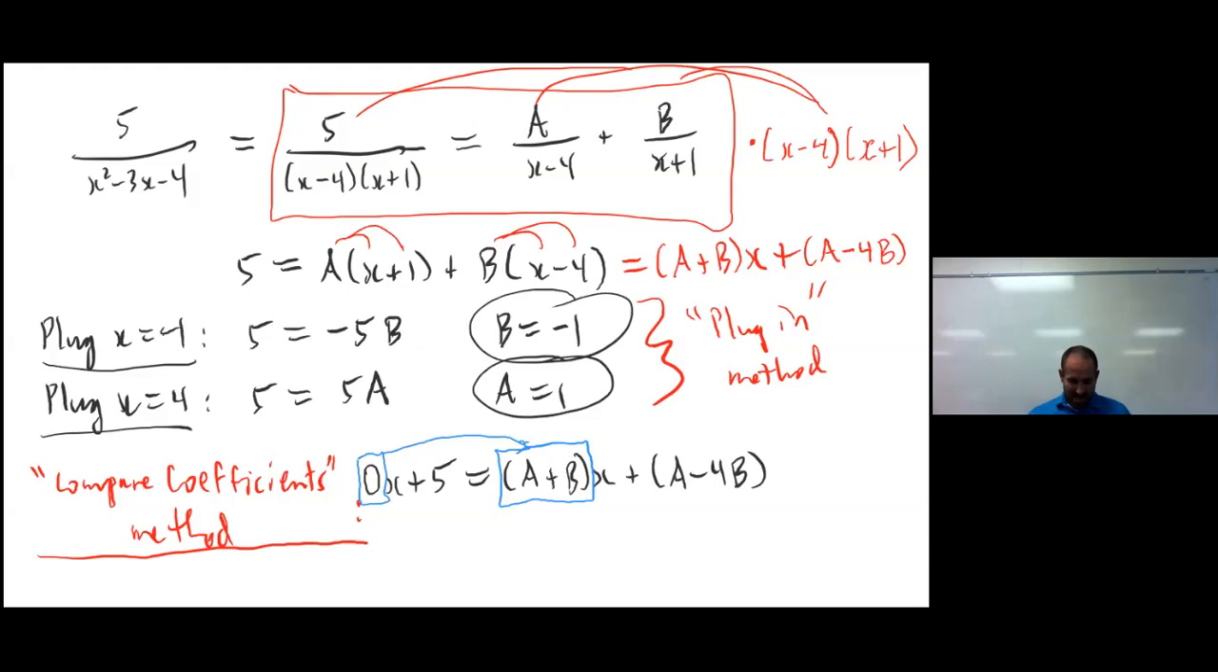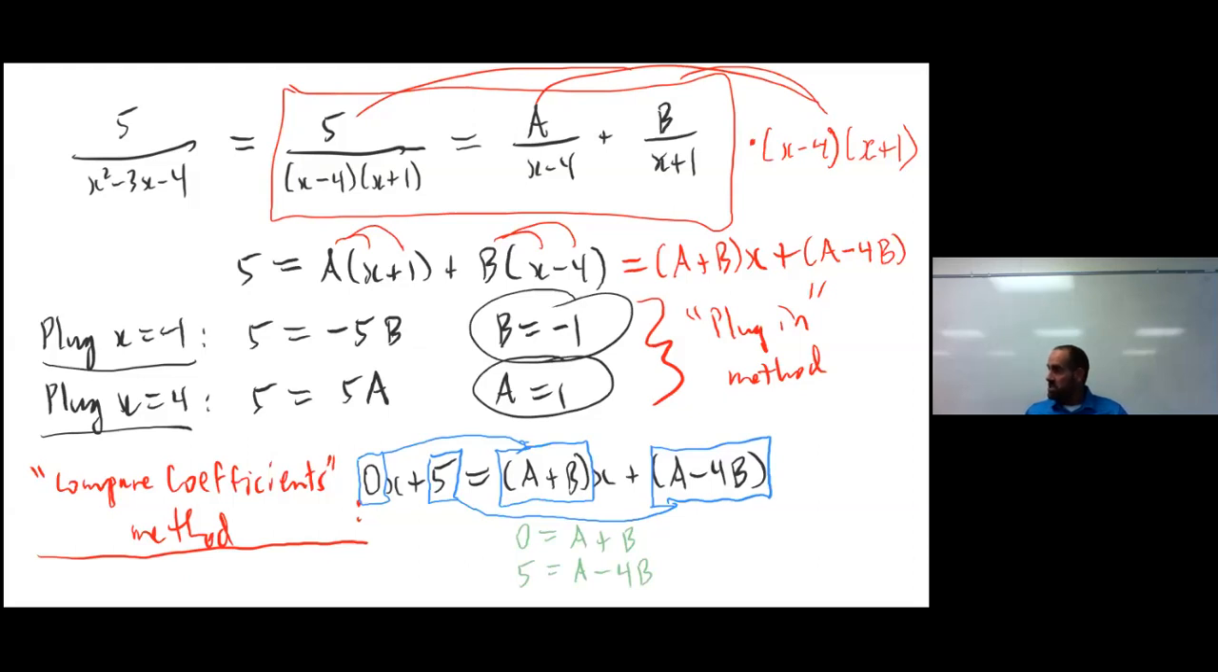Yeah? And in addition, what does 5 have to be equal to? It has to be equal to the constant term. So the x stuff has to be equal, the constant stuff has to be equal. That gives me 2 equations. I know that 0 has to be equal to a plus b, but I also know that 5 has to be equal to a minus 4b. And now you're back in 9th grade algebra, aren't you?